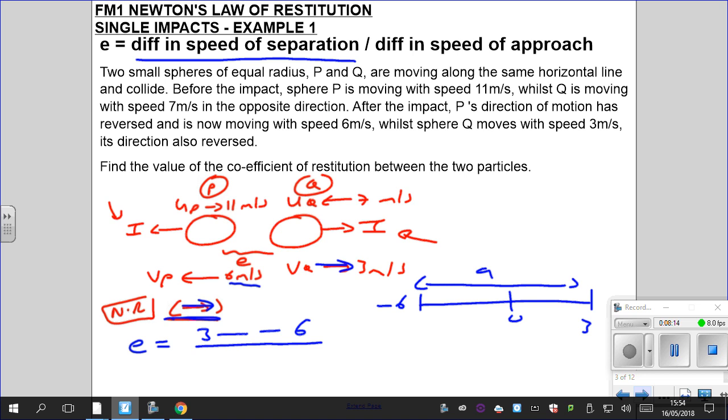Fastest thing in the positive direction, subtract the next thing. Over separate, difference in speed of approach. So again, fastest thing going right is this one, that's 11, take away this thing, which is 7, but it's going in the opposite direction to what I've said is positive. So therefore, it gives me 9 over 18. So E is a half. Okay, example 1.